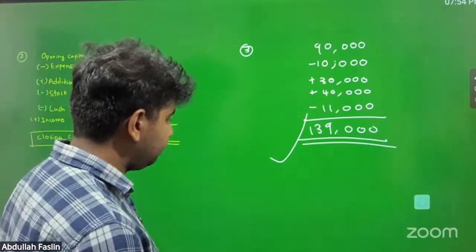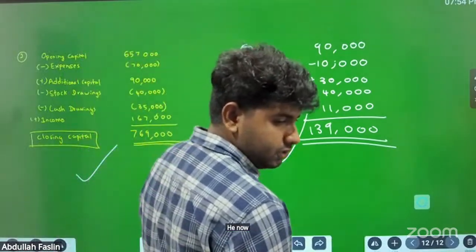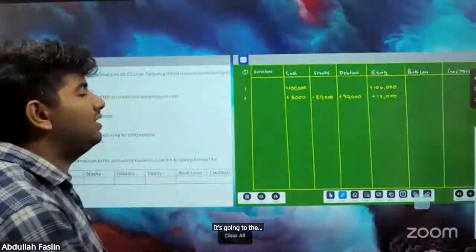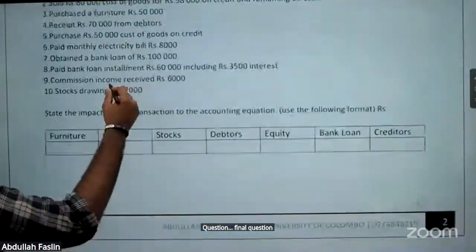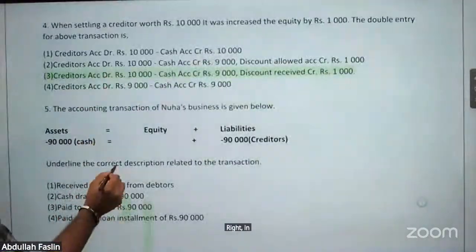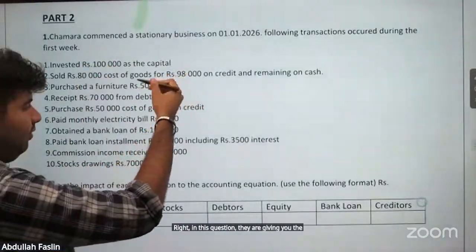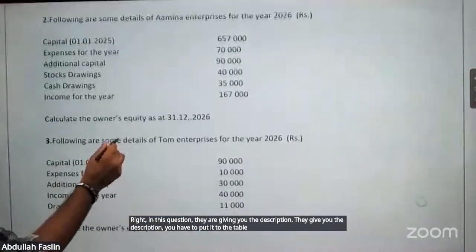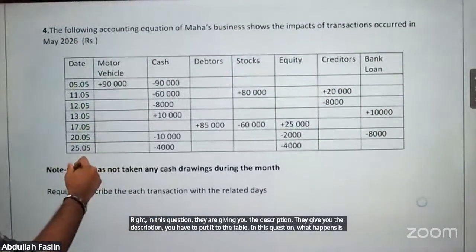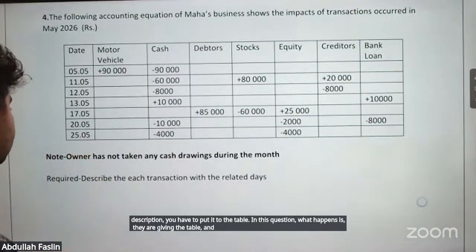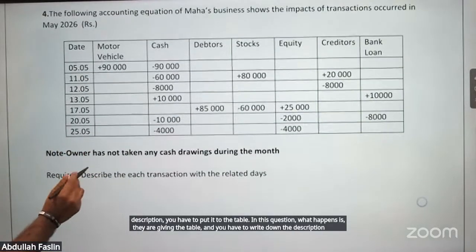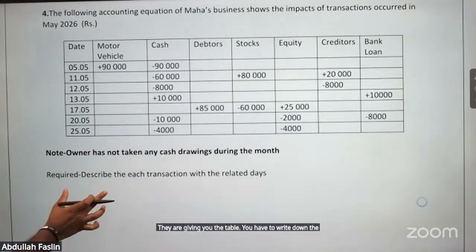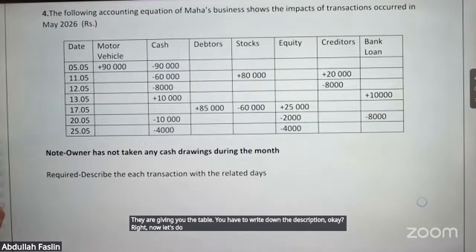Okay, then let's go into the final question of our paper. In this question, they are giving you the description and you have to put it to the table. In this question, what happens is they are giving the table and you have to write down the description. Okay. Now let's do this question.